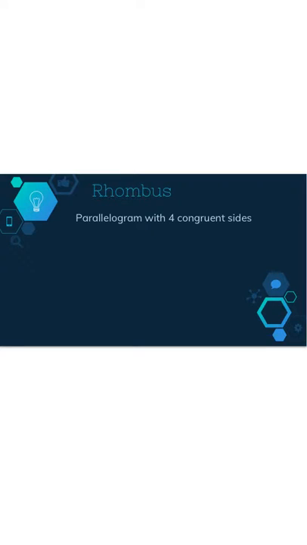Let's look more closely at these parallelograms. A rhombus is a parallelogram with 4 congruent sides. So it looks like a square that is tilted. It does not have 90-degree angles, but each of the sides are the same length, and you'll see that with the one dash on each side.